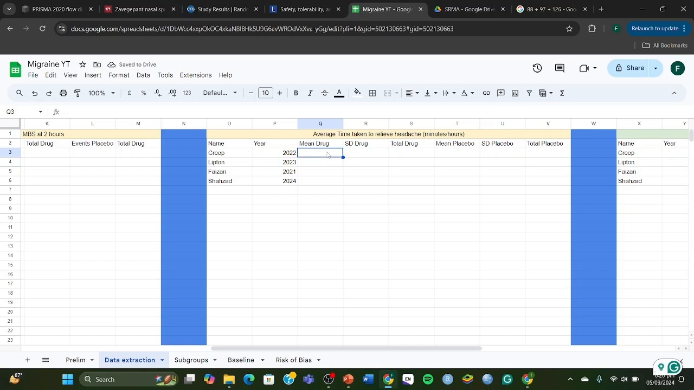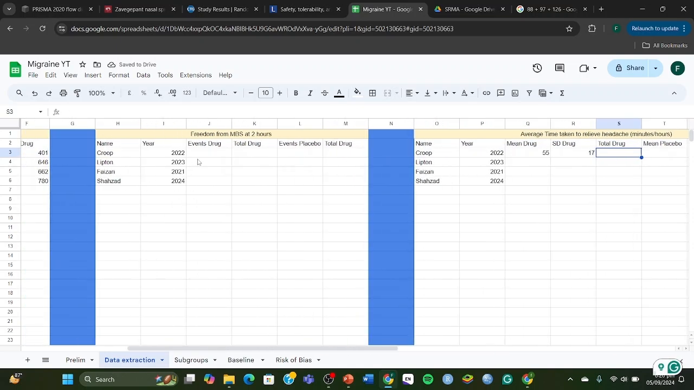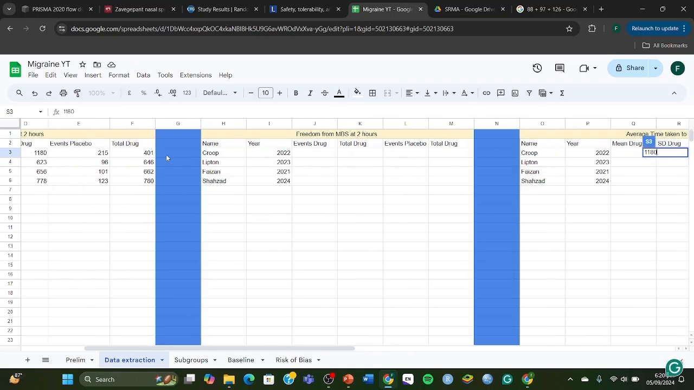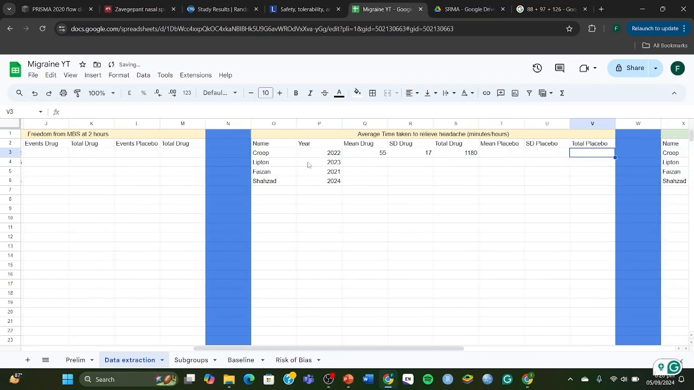For example, in the drug group, on average people took 55 minutes with the standard deviation of 17 minutes, and the total in the drug group were 1180. So once again 1180 here, and 401 in placebo. 401 in total placebo. The standard deviation of placebo was 25. The reason I'm keeping the standard deviation of placebo a bit higher, actually, just make it 51. A bit higher is because obviously when you've got a placebo, it's not working with a proper mechanism, it's working by fluke or by luck.